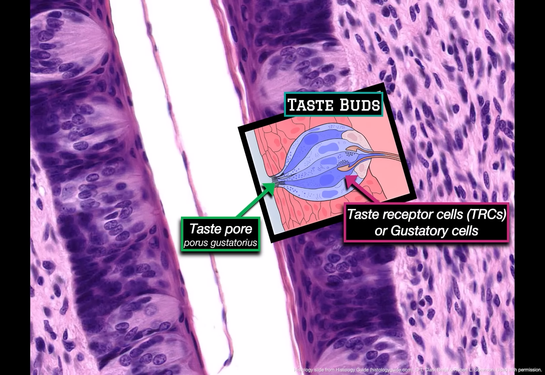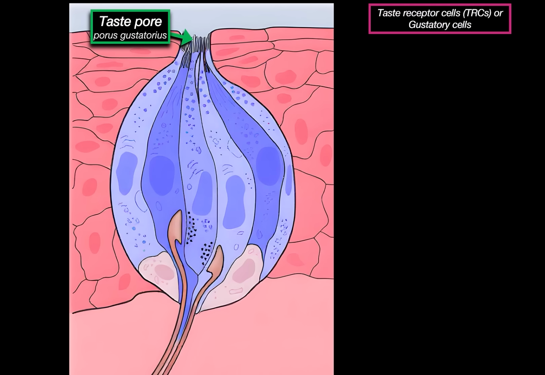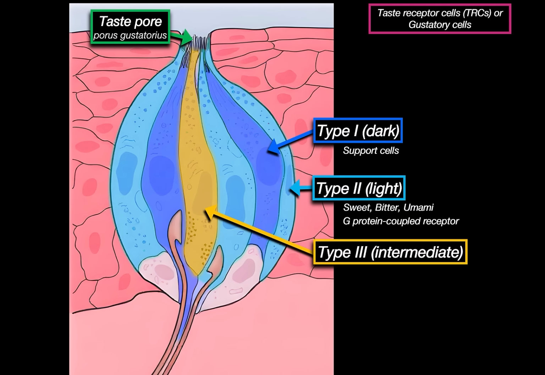Inside each taste bud, there are 4 main cell types: type 1, type 2, and type 3, plus a group of basal cells at the bottom. Type 1 cells are glial-like support cells. They help with structural organization and clean up neurotransmitters after signaling. Type 2 cells detect sweet, bitter, and umami taste using G protein-coupled receptors. Type 3 cells detect sour stimuli and form direct synapses with sensory neurons.